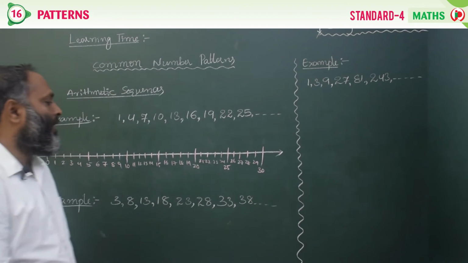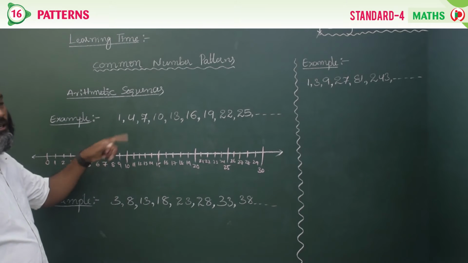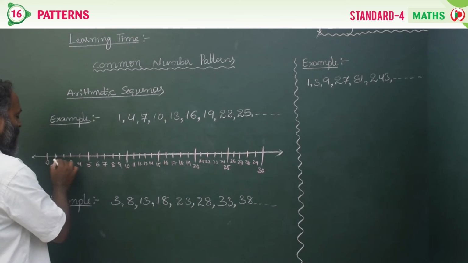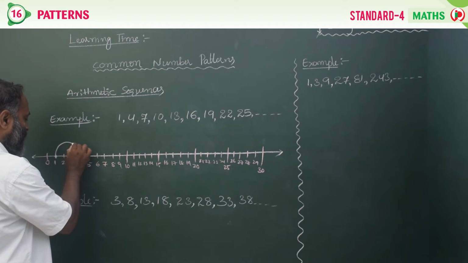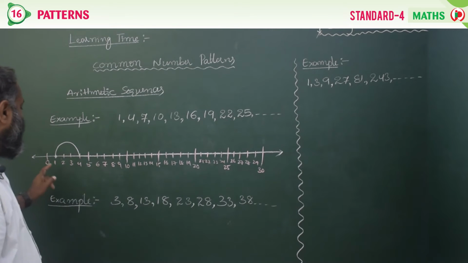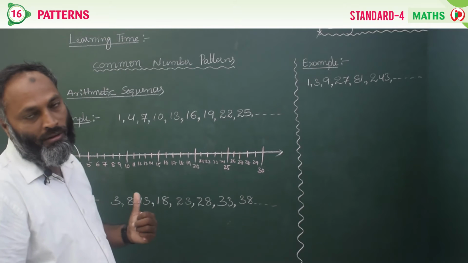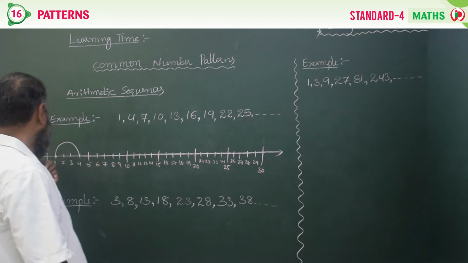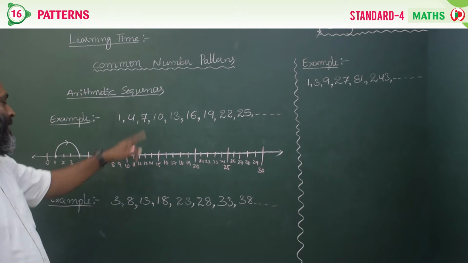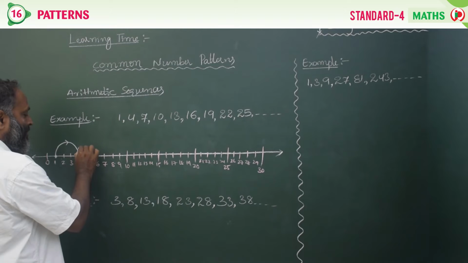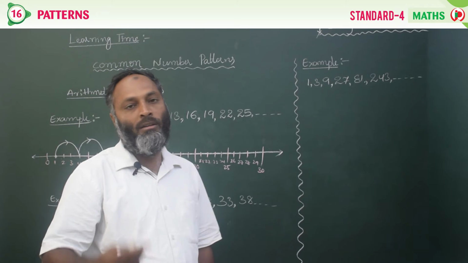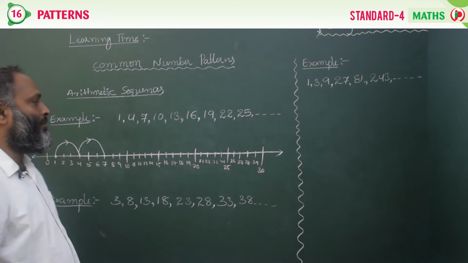These are the numbers. Now see here, according to our sequence, the first one is 1, then after that 4. So 1 to 4: if you add 3 to the 1, then you will get 4. Again, if you add 3 to this 4, you will get the next term, that is 7.